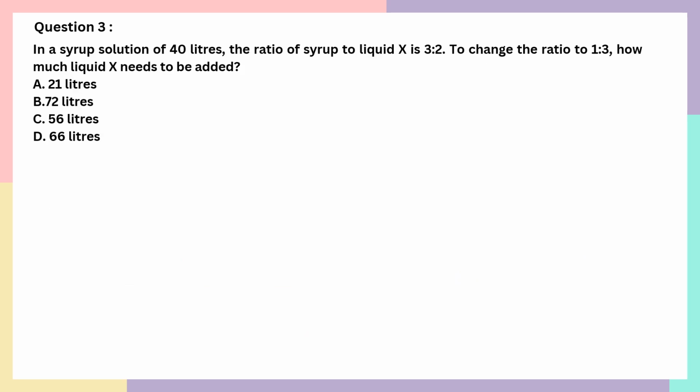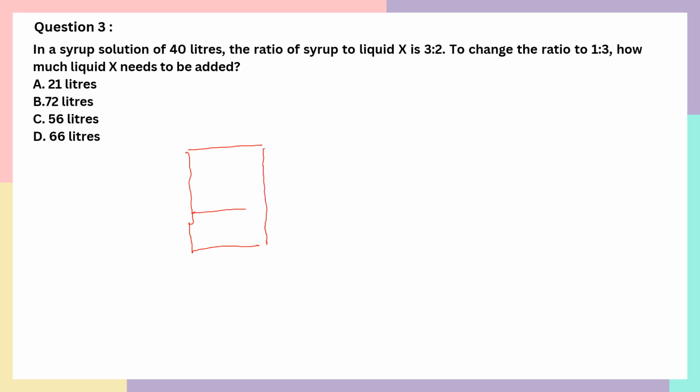Now let's see the third question. In a syrup solution of 40 liters, the ratio of syrup to liquid X is 3:2, and we have to change the ratio to 1:3. So how much liquid X needs to be added? In this question, it is given that the ratio of syrup to liquid is 3:2, which means let's consider a total of 5 liter solution.